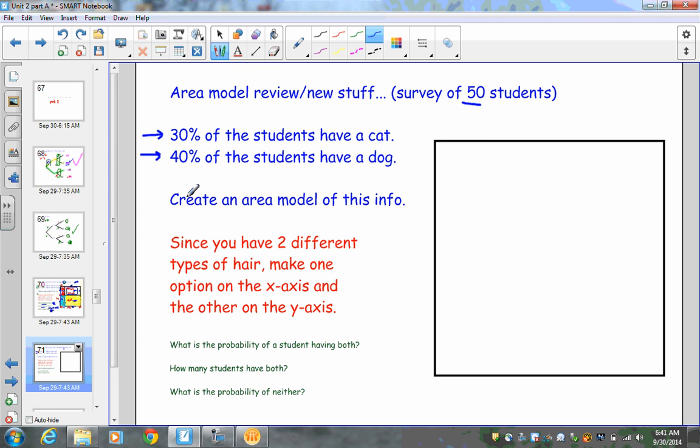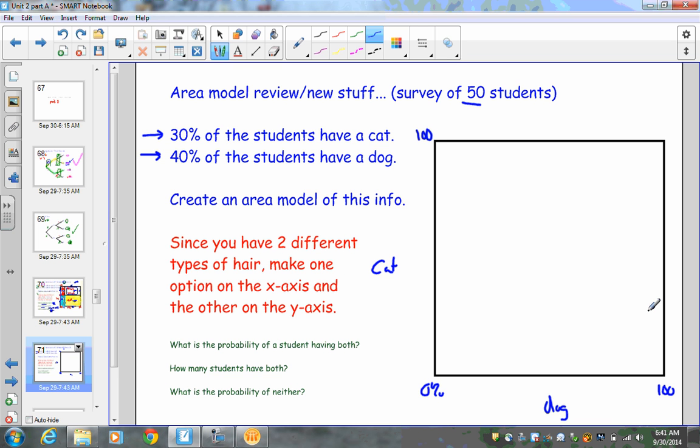Okay? Now, I'm going to give you an opportunity to work on this, but I want to go ahead and get the setup for you. So I'm going to make the y-axis my cat side, and I'm going to make the x-axis my dog side. Okay? And so this is my 0%, this is my 100, and this right here is my 100% as well. All right, so if you'd like to pause the video, go ahead and pause the video and work on this on your own, and then we'll go back and check your work. All right, so pausing in 3, 2, 1.